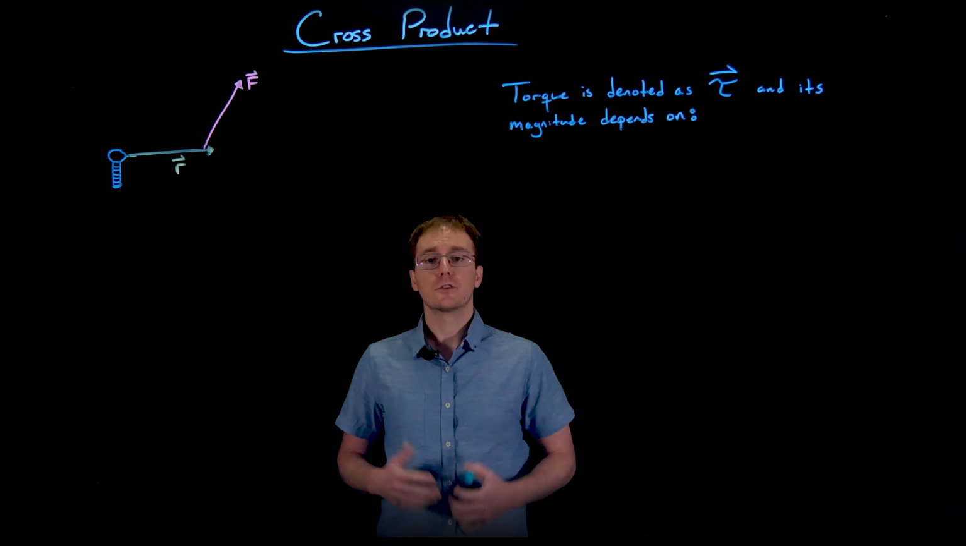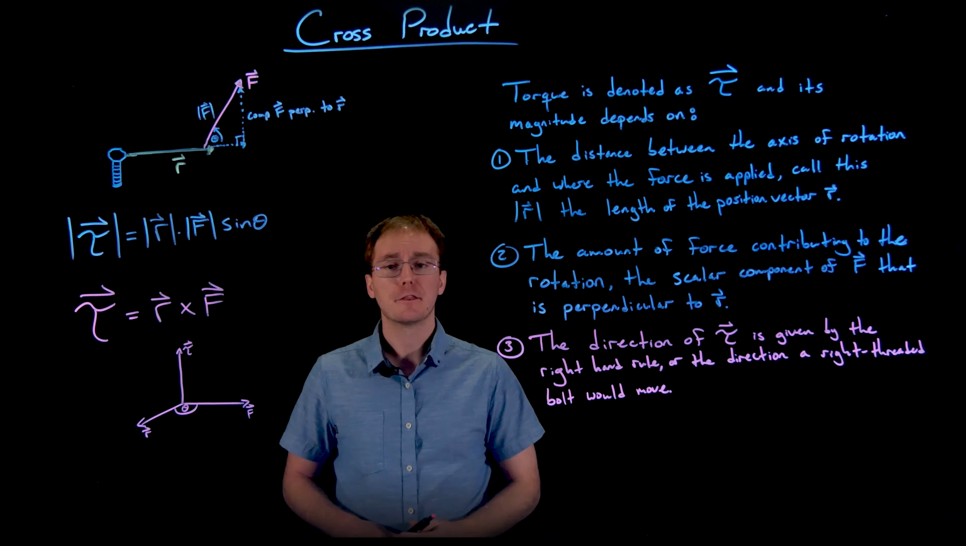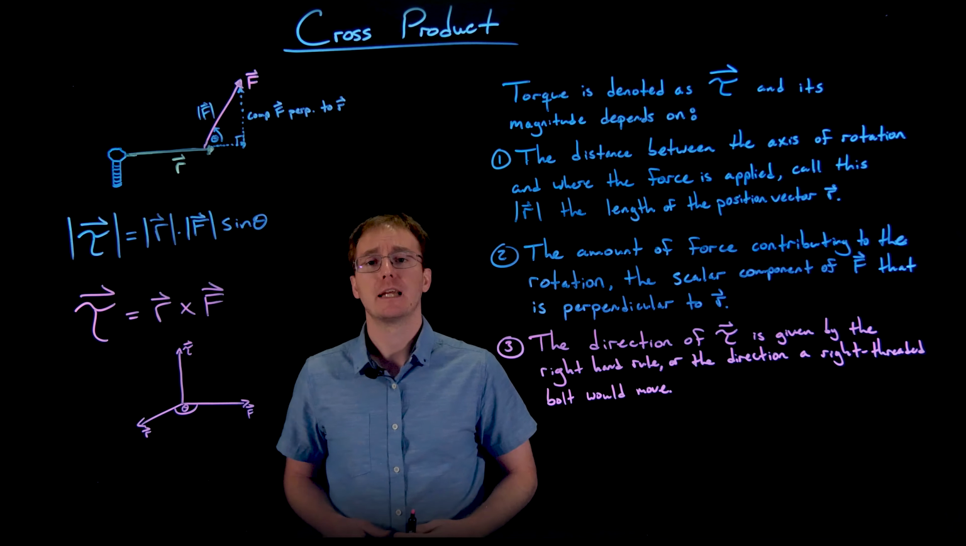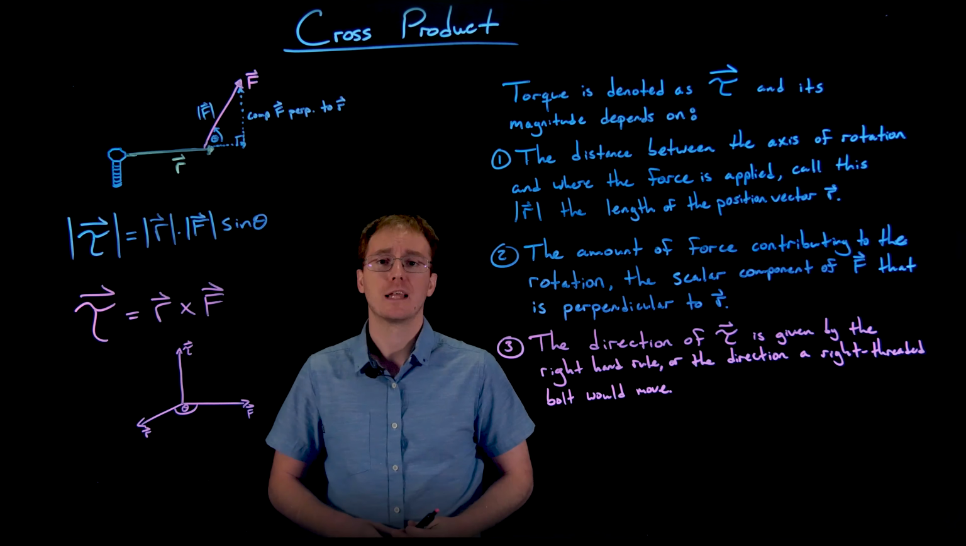That's another important property of this cross product that we'll write down later. The vector that we get out of our cross product is always going to be orthogonal or perpendicular to the two vectors that were in the cross product. So just one more time, the direction of tau, or the vector that we get out of our cross product, or the torque in this case, is given by the right-hand rule, or in other words, the direction a right-threaded bolt would move if we are unscrewing or tightening that bolt using a wrench and applying a force to that wrench.